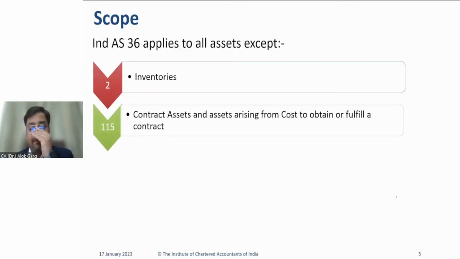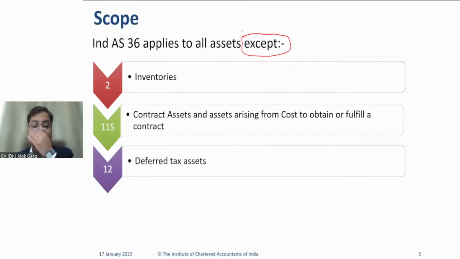Under Ind AS 115, the contract assets and assets arising from cost to obtain or fulfil a contract, the impairment is taken care of by Ind AS 115 itself, and hence Ind AS 36 is not applicable on these either. Deferred tax assets are covered by Ind AS 12, which says you have to remeasure your deferred tax assets at every reporting date. So it is taken care of by Ind AS 12 itself.